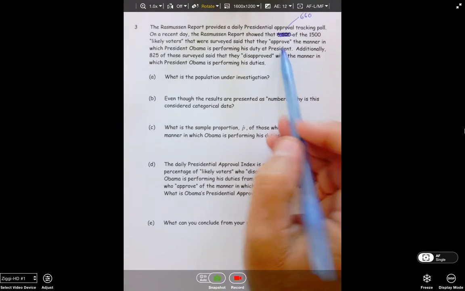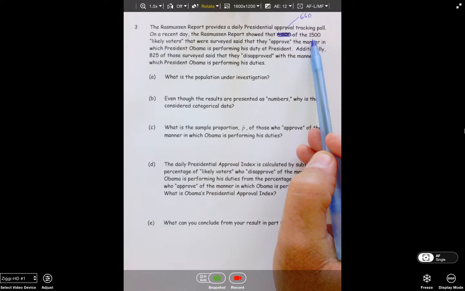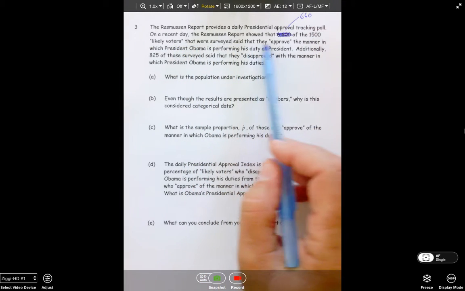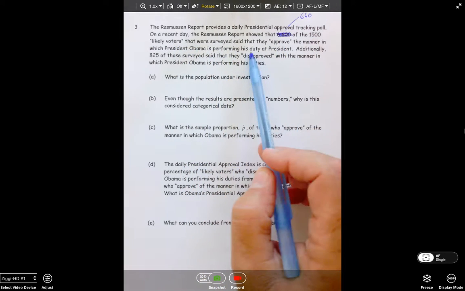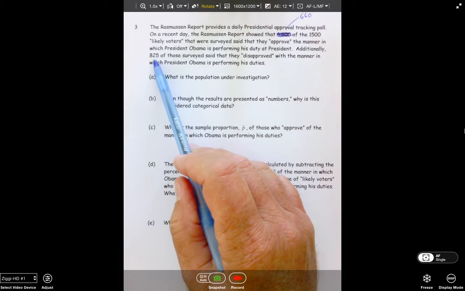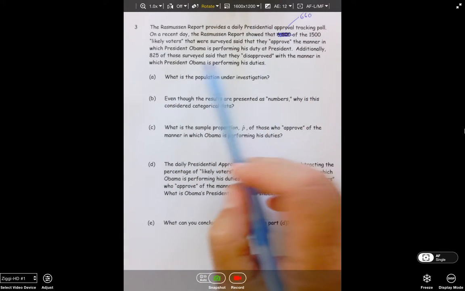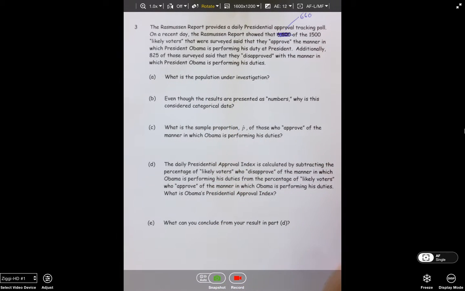Yeah, 660 of the 1,500 likely voters surveyed said they approved of the manner in which President Obama is performing his duties as president, and 825 of those said that they disapproved of the manner in which President Obama is performing his duties.